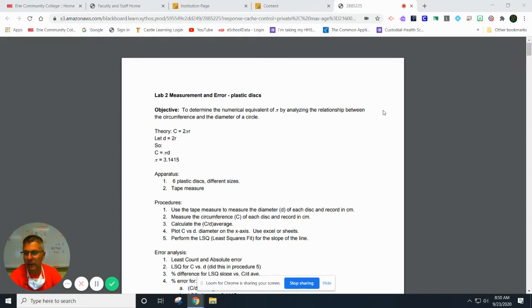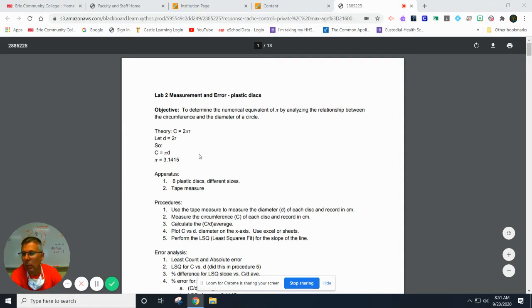Hey guys, this is Lab 2, Measurement and Error. We're using plastic discs. In this lab, the objective is to determine the numerical value of pi by analyzing the relationship between the circumference and the diameter of a circle. Now we know that circumference equals 2 pi r, and 2r is d, so circumference equals pi d.